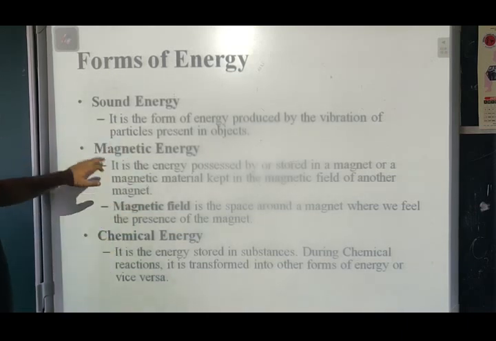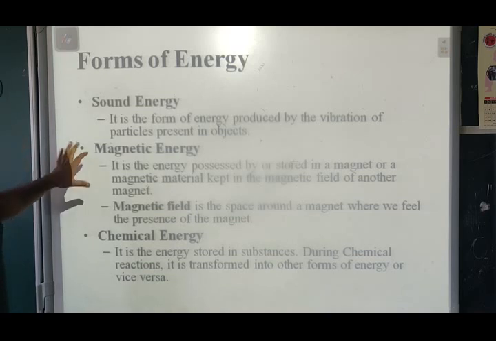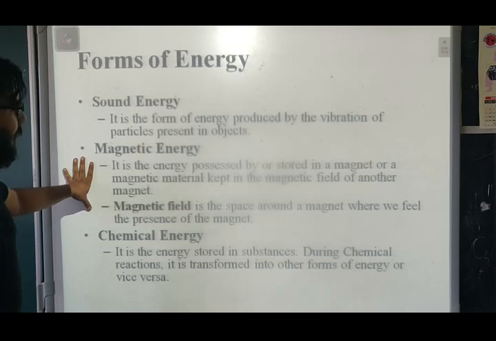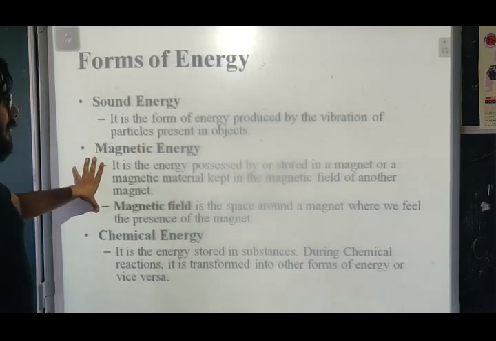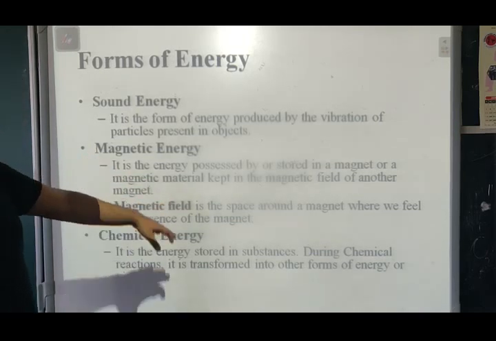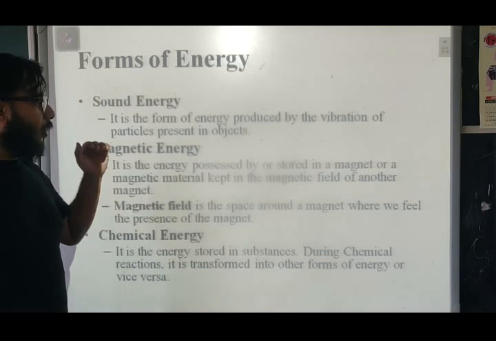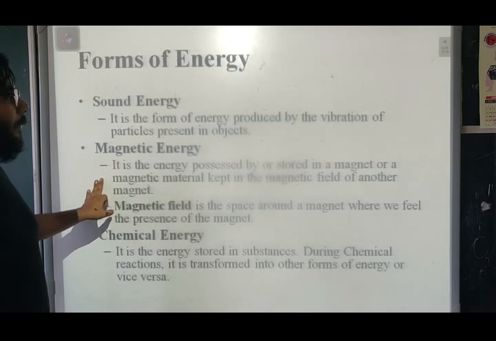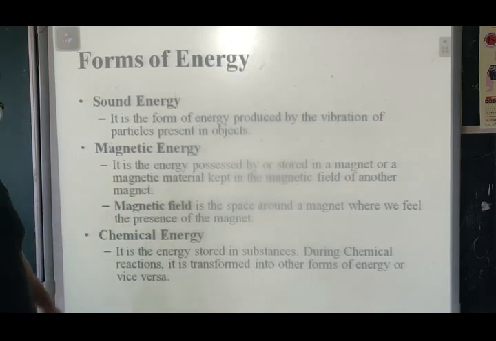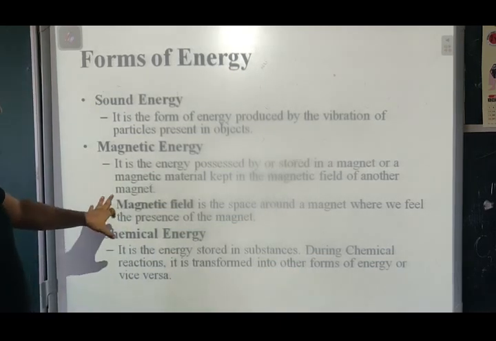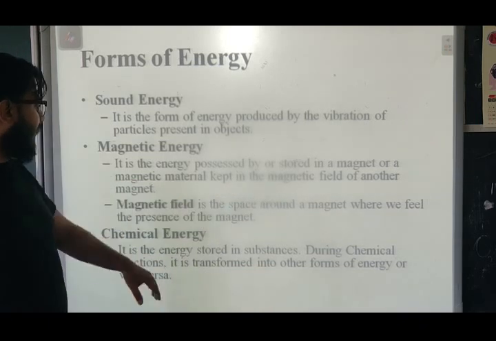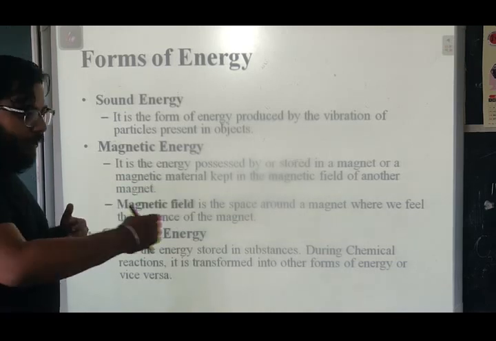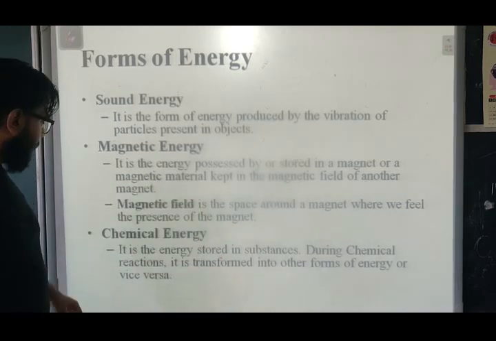We discussed that. Magnetic energy, again we will learn more about magnetic energy in electricity and magnetism, but let's just look at it. It is the energy possessed by or stored in a magnet or a magnetic material kept in the magnetic field of another magnet. And what is a magnetic field? Magnetic field is the space around the magnet where we feel the presence of the magnet, where we feel the repulsion and attraction.